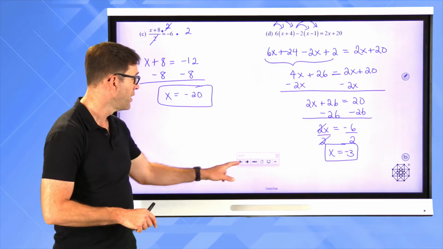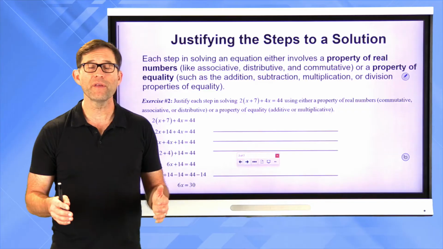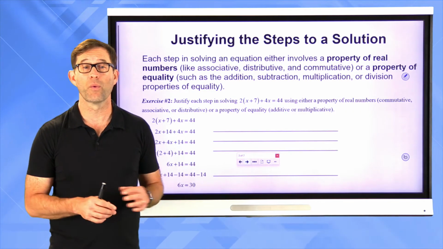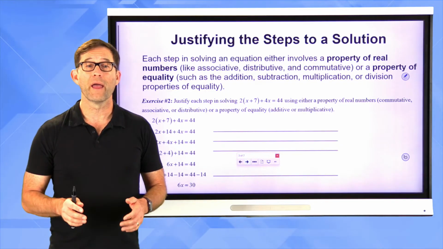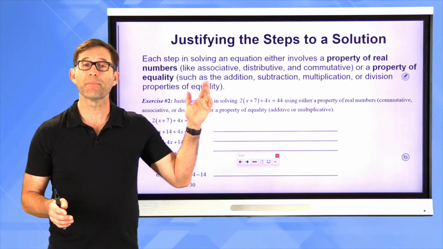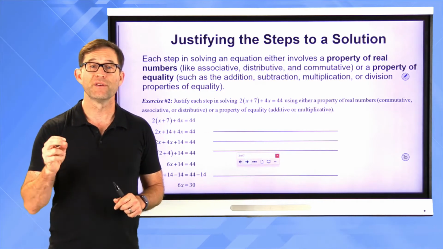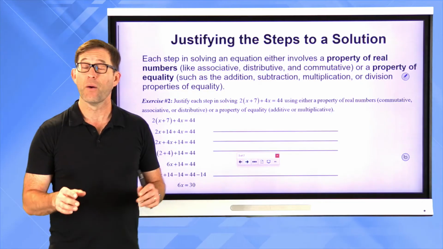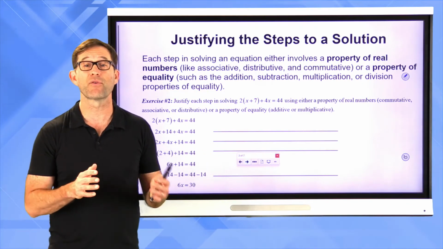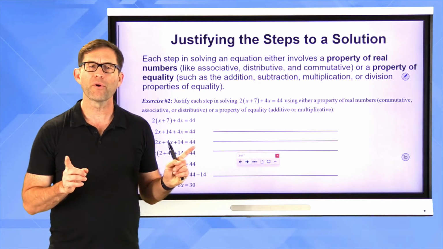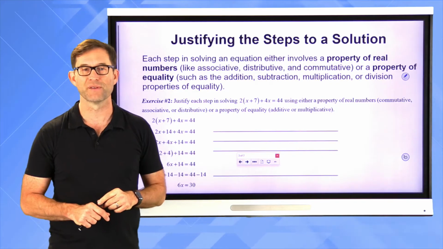All right. Now, it's interesting that everything that we've done here in those equations relies on either a property of equality or a property of real numbers. So each step in solving an equation either involves a property of real numbers like the associative, the distributive, or the commutative property, and we actually used all of those when we were solving those equations, even if I never really pointed it out. Or a property of equality, such as the addition, subtraction, multiplication, or division properties of equality.